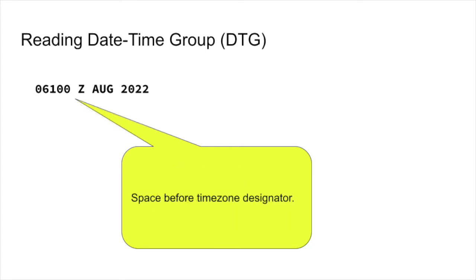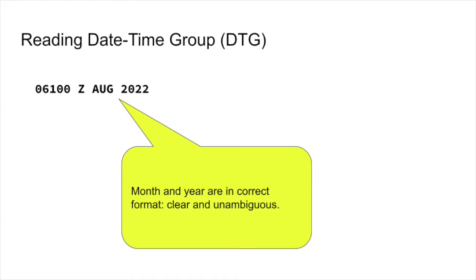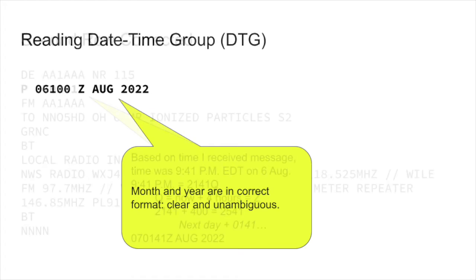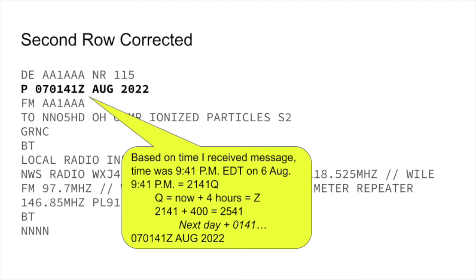We also have a space before the time zone indicator. We then have a month that is in the correct format, and then we also have the year, which is correct. So we can tighten this up by looking at what time the message actually came in and see if we can fix it up here. Based on the time that I got the message, it was 9:41 p.m. Eastern Daylight Time on the 6th of August.